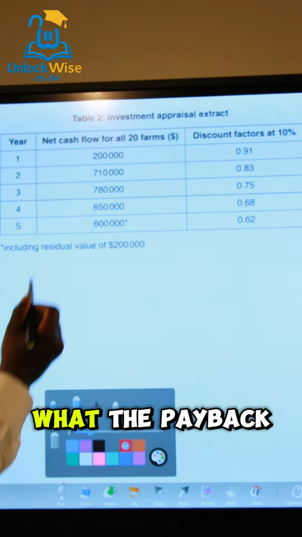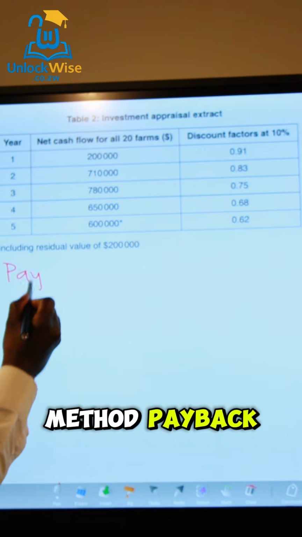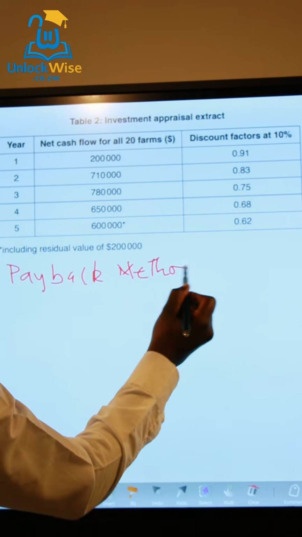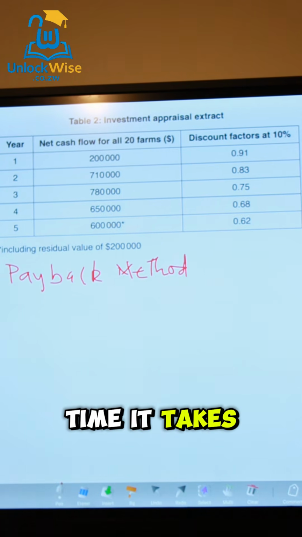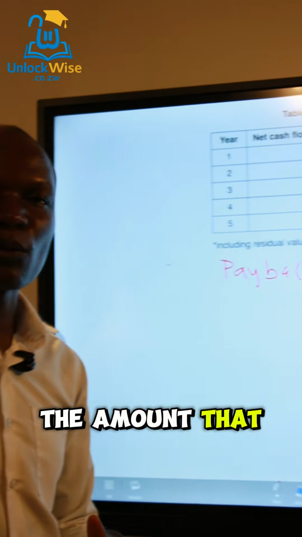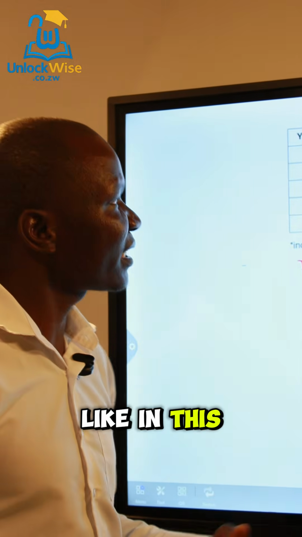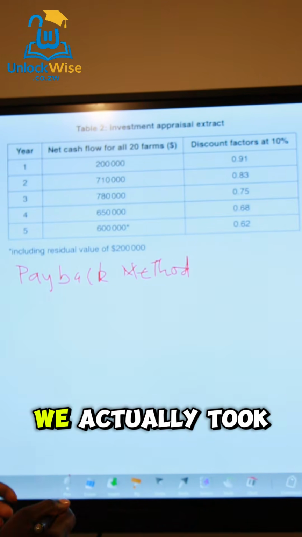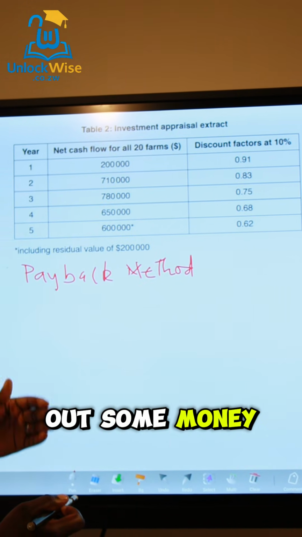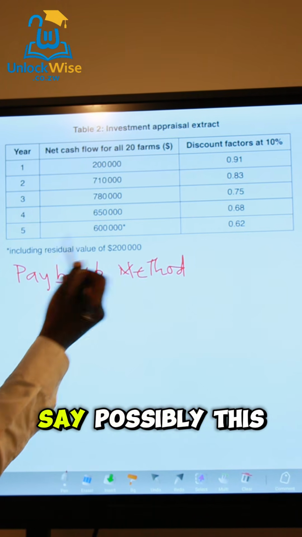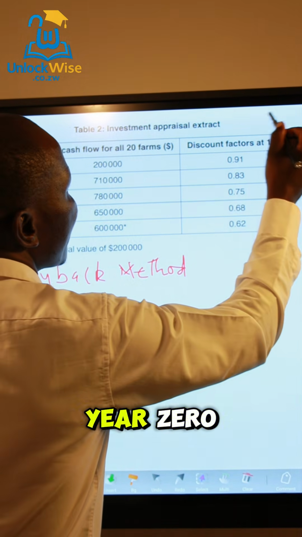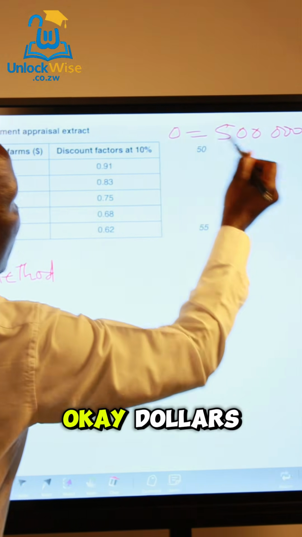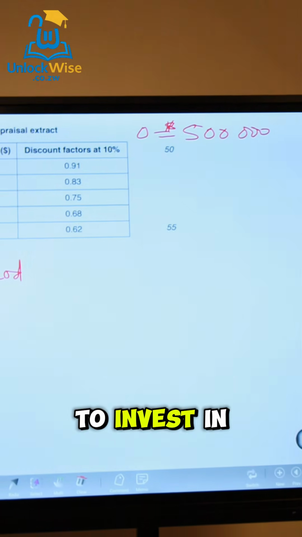Let's first look at the payback method. What it does is calculate how much time it takes for a project to pay back the amount that was invested in that particular project. In this case, you can see that we took out some money in year zero. Let's say we took out 500,000 dollars to invest in this particular project.